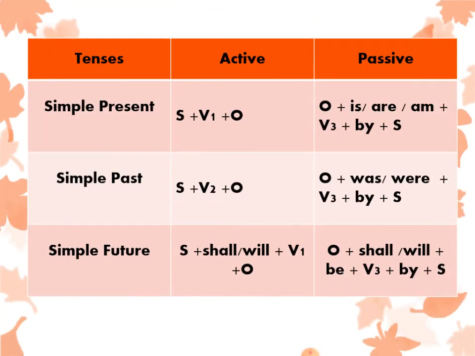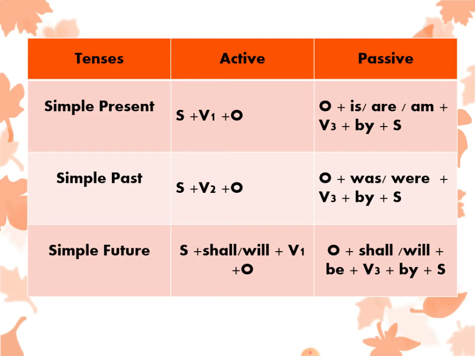Dear children, I want you to write the rules that I am going to give you in the remaining slides in your grammar notebook. Simple present tense, active voice, the formula is subject plus verb in the present form plus object. When we convert it into passive voice, it becomes object plus you have to use the helping verb is, are, am according to the object plus V3, that is the past participle form of the verb, plus by plus subject.